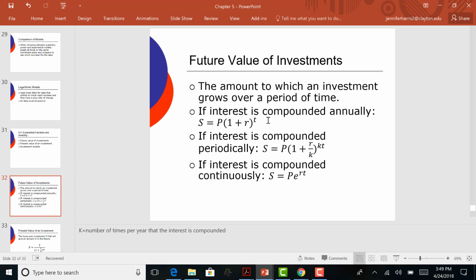S is the amount that you have after your money has grown. So this is the sum total of the amount that you have after your money has been sitting in an account somewhere growing over a period of time at a certain percentage rate. P is the principal amount of money that you put into that account, the principal amount in the account. R is your interest rate.